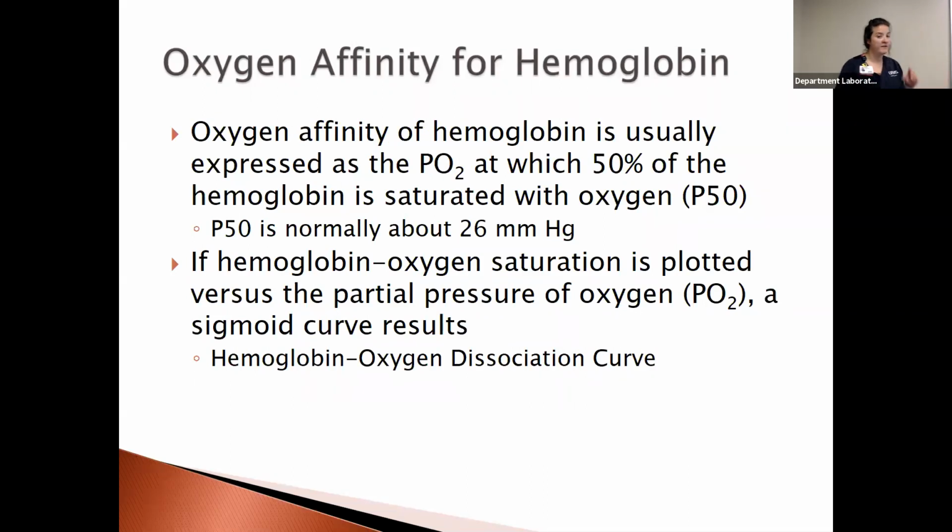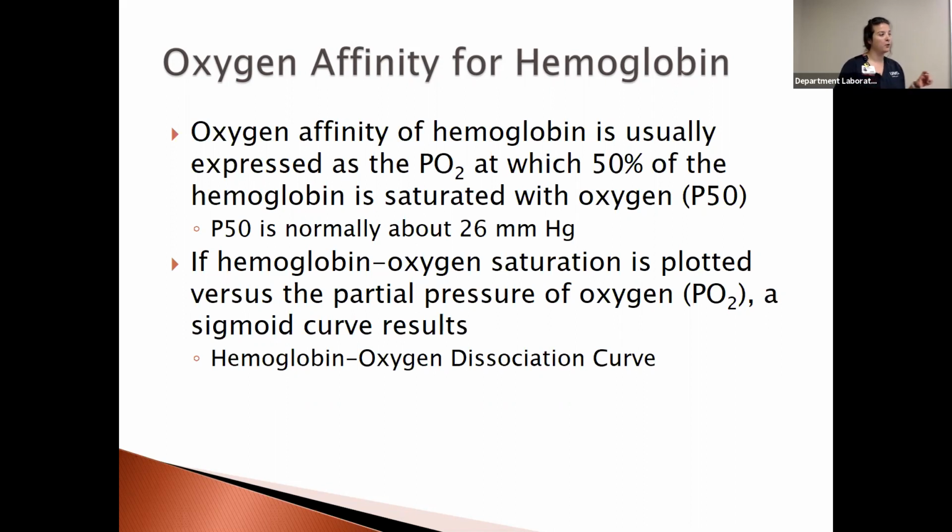So the oxygen affinity of hemoglobin is usually expressed as a partial O2 level at which 50% of the hemoglobin is saturated with oxygen. In a normal person, the 50% saturation usually occurs at about 26 to 27 millimeters of mercury, okay?